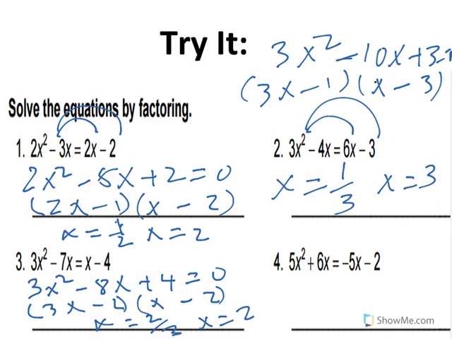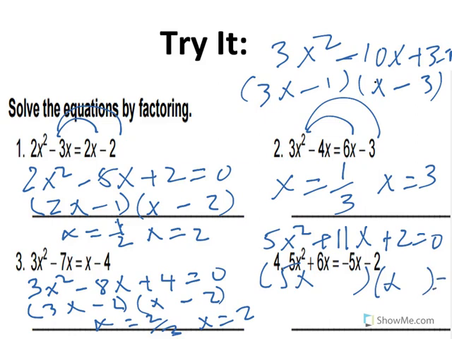And the same here, so this gives us 5x squared plus 11x plus 2 equal to 0. So factoring, we have 5x and x. And we need a positive 2 and a positive 11, so we can have plus 2 and plus 1. So x equals negative 1 over 5 and x equals negative 2.